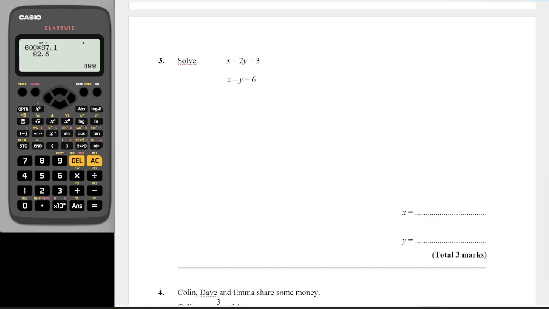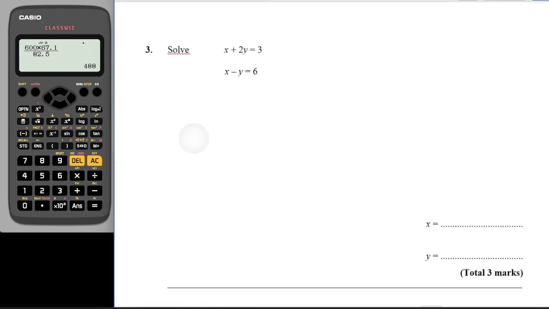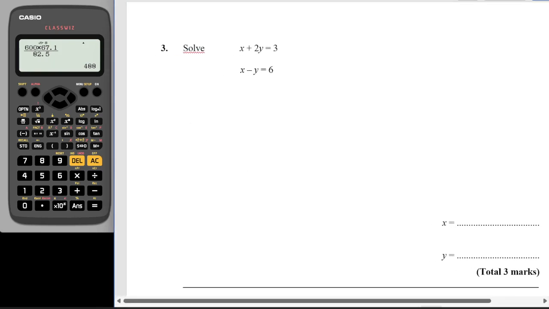Question 3, solve. So we're looking at simultaneous equations. Quite a nice pair at first look. So I'm going to call this equation 1 and this equation 2. The trick with solving simultaneous equations is to get the x or the y coefficient to have the same value. Here we've got a 1x and a 1x. We've got 2 positives, so we're going to have to subtract one from the other. And to keep my y's positive, I'm going to do equation 1 minus equation 2.